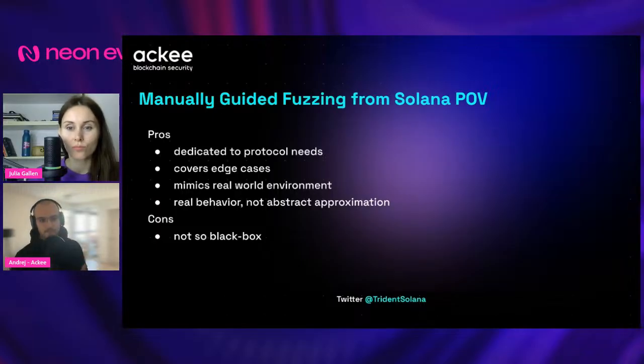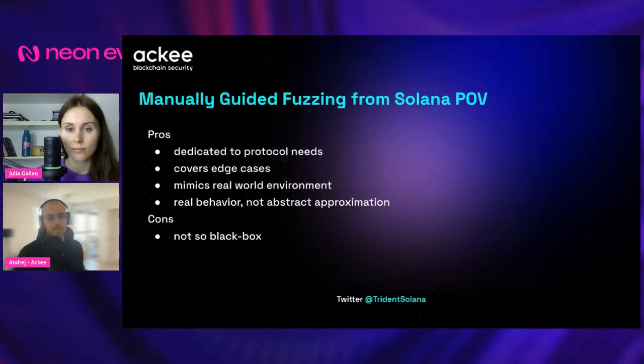Covers edge cases. All right, in this case, this would be the same for all of the types, also for the black box and the gray box, because the fuzzer will try the whole range of the numbers or the inputs. Mimics real-world environment. This is pretty useful because I was talking about the interface in the context of the black box or the gray box, but it might be more difficult.